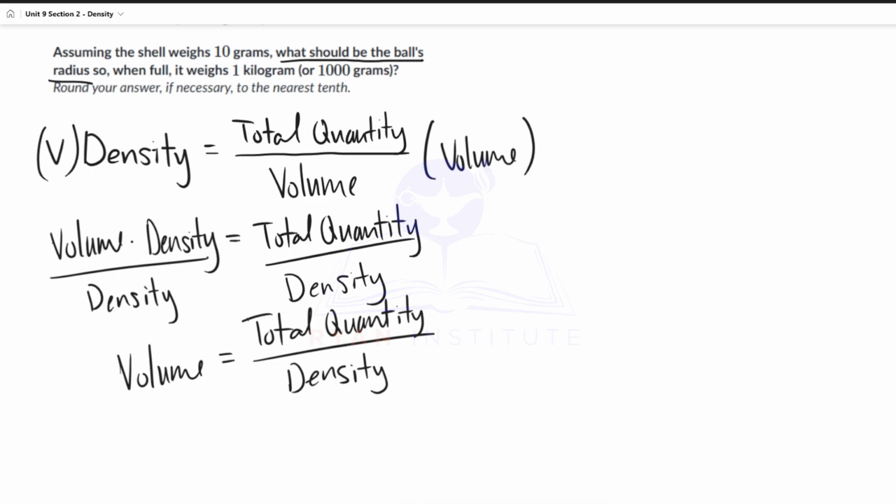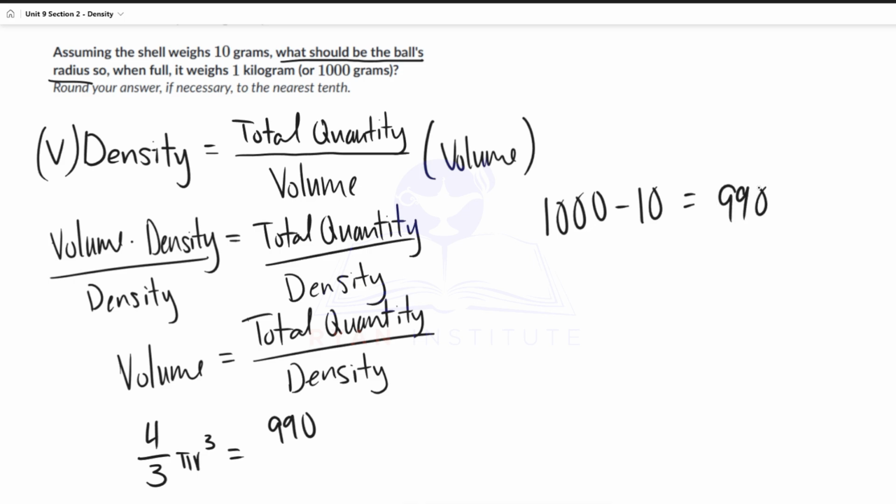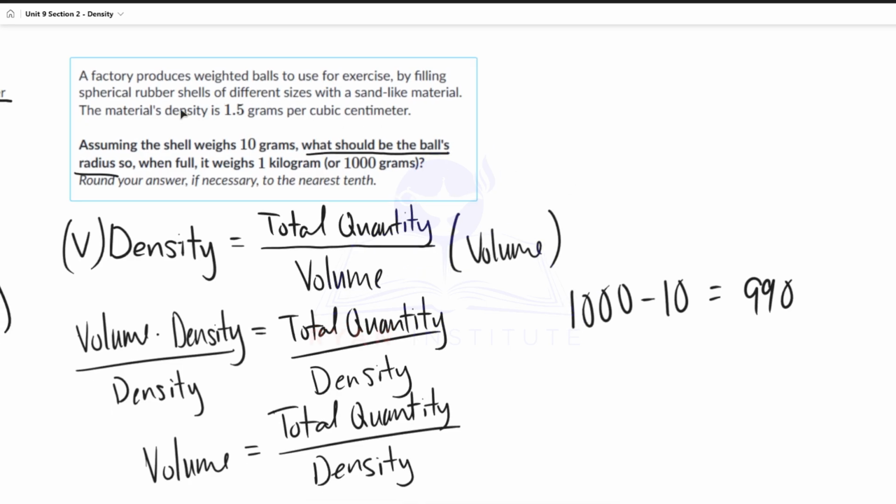All right. So volume of a sphere is going to be 4 over 3 pi times r cubed equal to the total quantity, which is going to be 990. Why is that? Well, it wants the medicine ball to be 1,000 grams, and we already have 10 grams from the material, so we need to fill the sand with 990 grams, over the density, which they told us is 1.5. If we look back at the equation, it says the material's density is 1.5 gram per cubic centimeter.